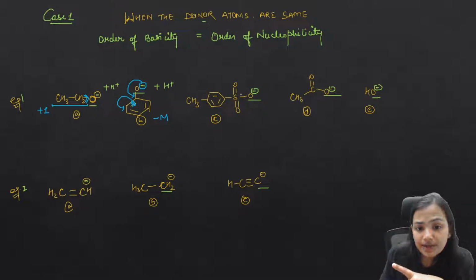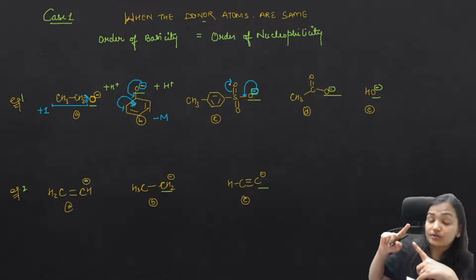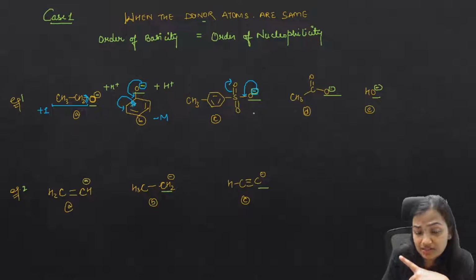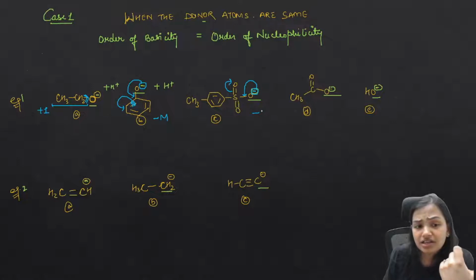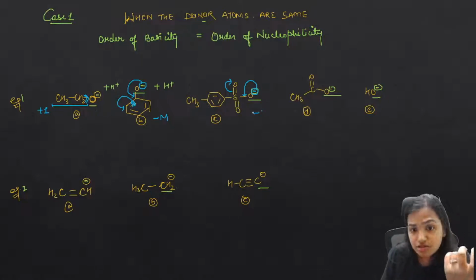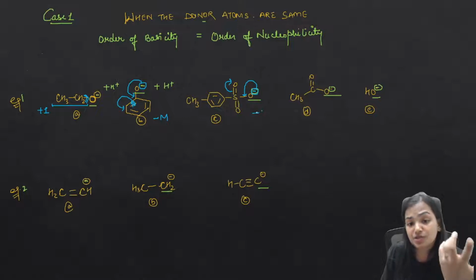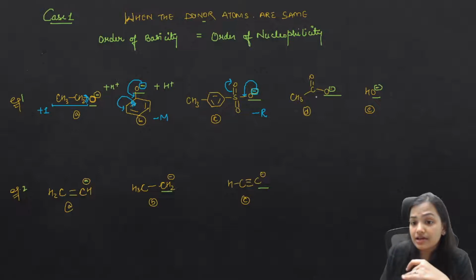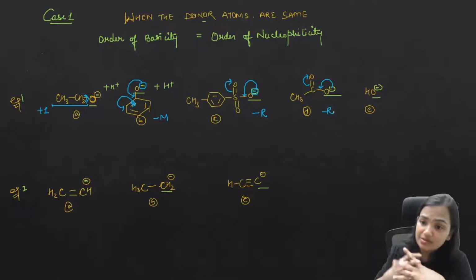Now here also this negative charge is getting delocalized over the sulfonyl group. We have a resonance here, so the negative charge is getting resonance stabilized. This is also a resonance stabilized species, and here also we have a minus R effect. Here also we can see that there is a resonance, it is also resonance stabilized.